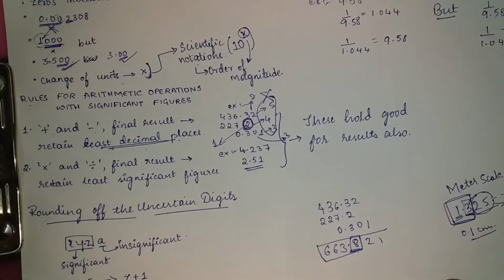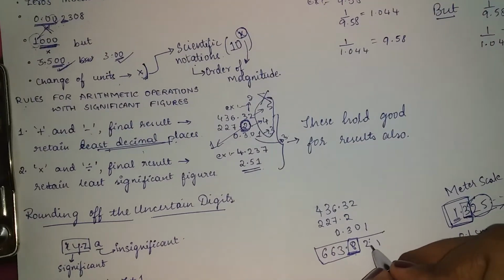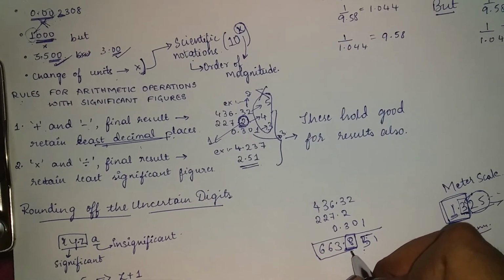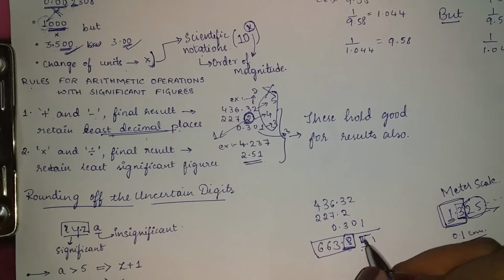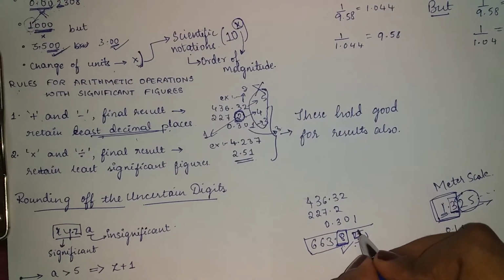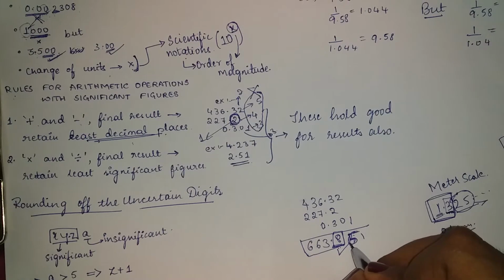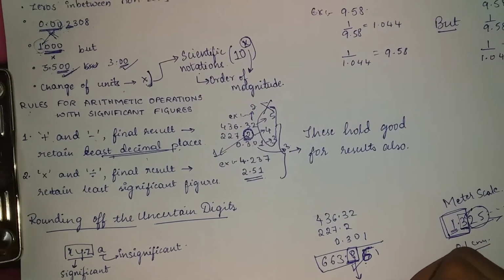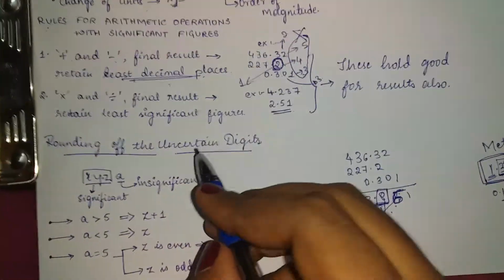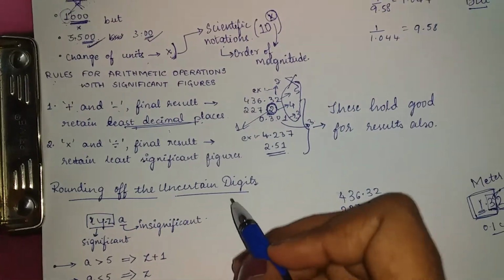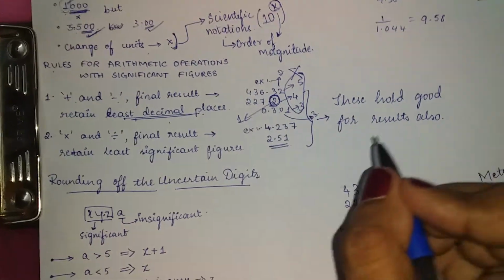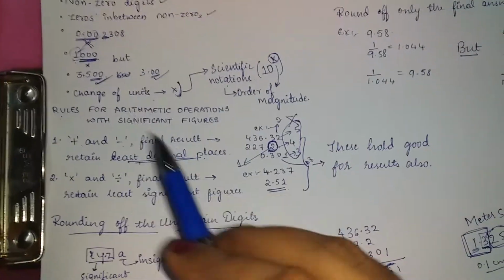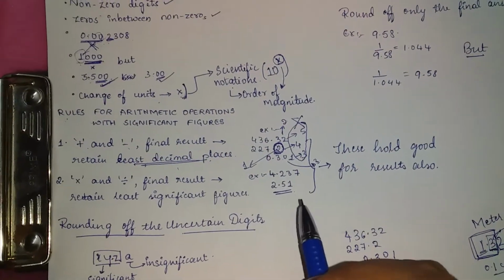How can you keep only 8? If at all this digit was 5, then could you keep 8? Yes, you could keep it as 8. Only if it crosses 5, if it becomes 6 or 7, then this 8 will not remain 8, it will become 9. I will come to this concept in rounding of the uncertain digits. This is also something where a little confusion lies, but not as much as these topics. Significant figures is something that you will have to know properly.